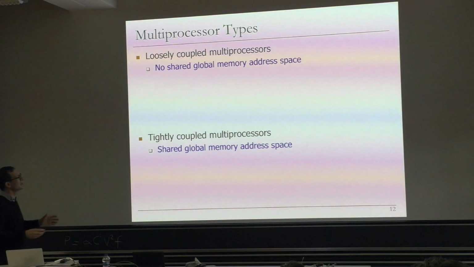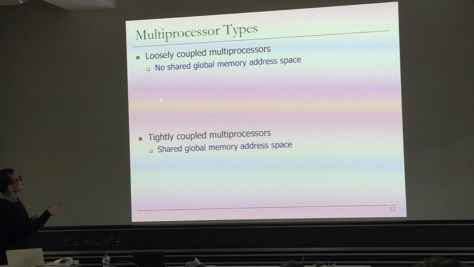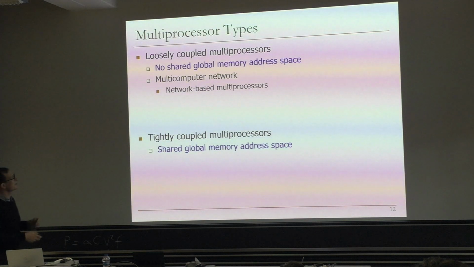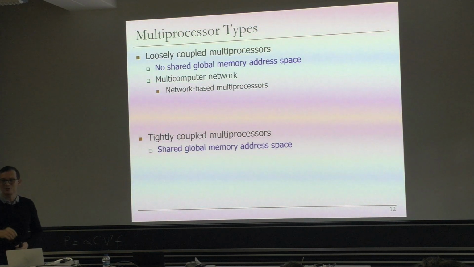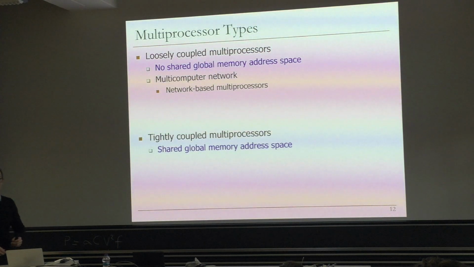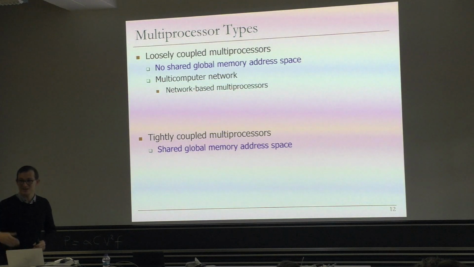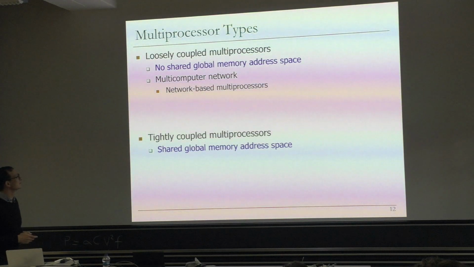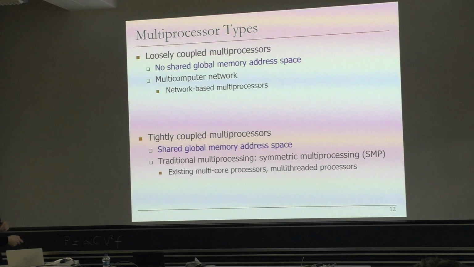You could have a heterogeneity in these models also. But in the extreme, these are loosely coupled multiprocessors, and as I said, these are multi-computer networks. This computer and that computer over there are not sharing a global memory address space, clearly, but they can communicate with each other. So how do they communicate with each other? Well, before that, this is more traditional multiprocessing.